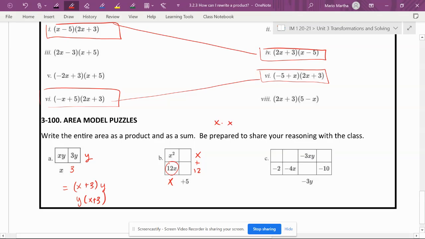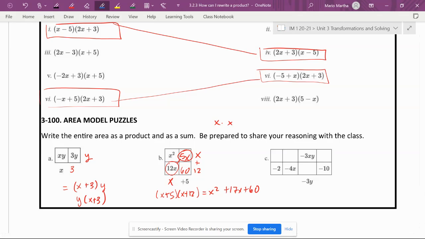And then here we're going to multiply. 5 times 12 is 60. And then 5 times x is 5x. So we're going to write this as a product. First, we're going to do x plus 5 and then x plus 12. Remember that if you have x plus 12 times x plus 5, it's still good. It's still the same thing. And this is equal to x squared, and then combine the two like terms, plus 17x plus 60.